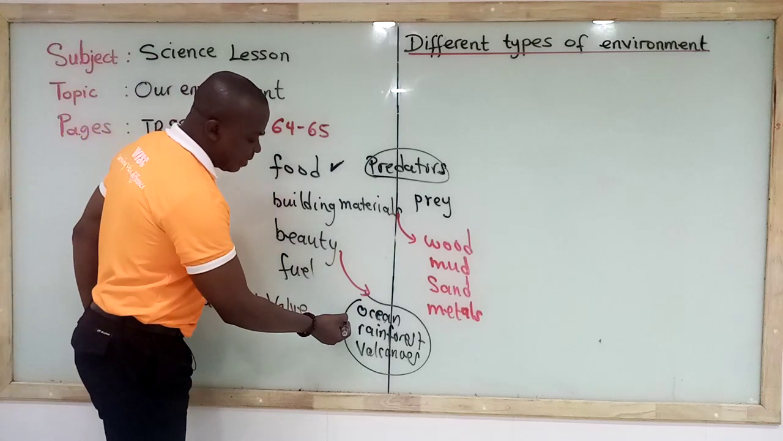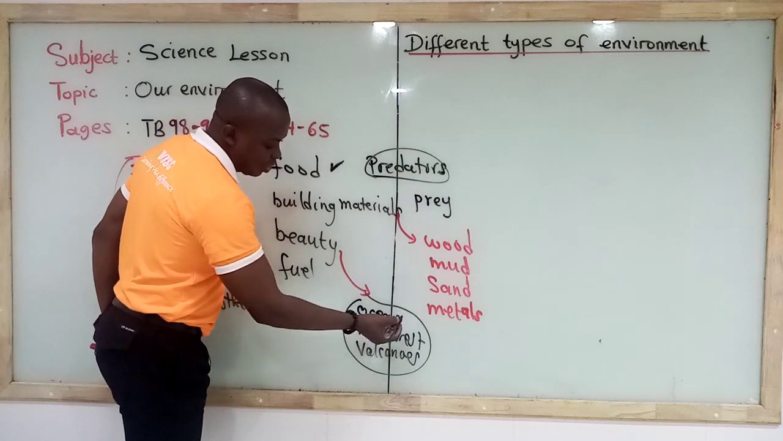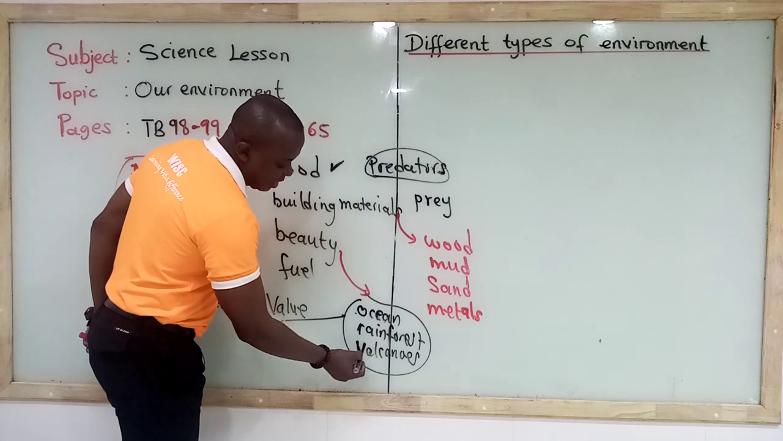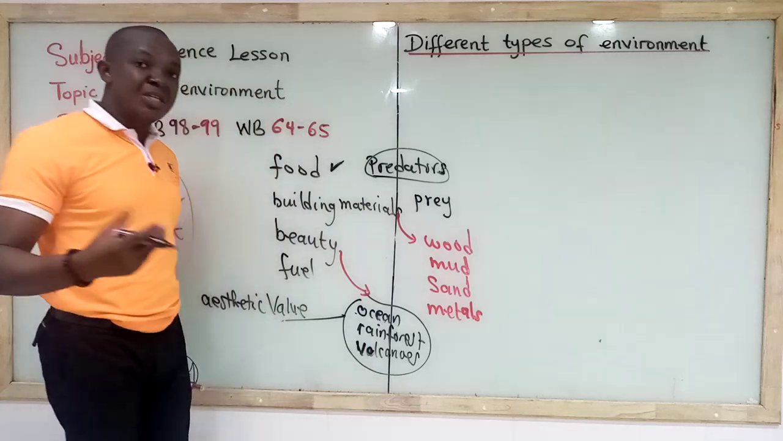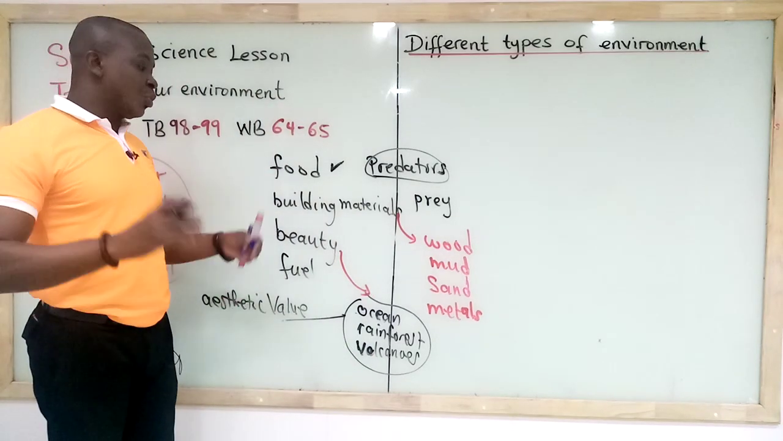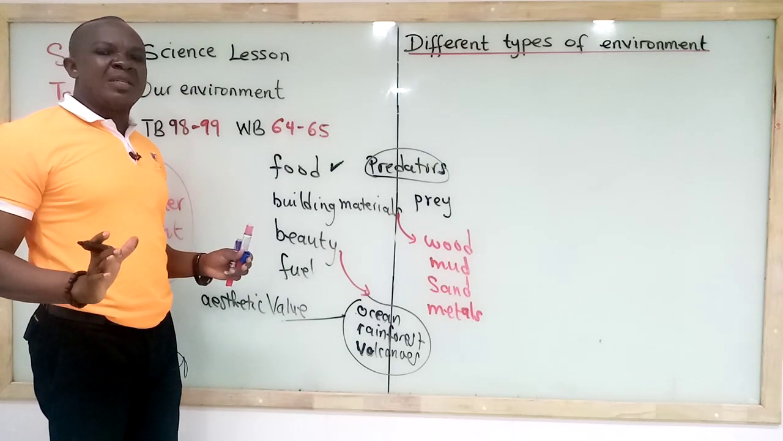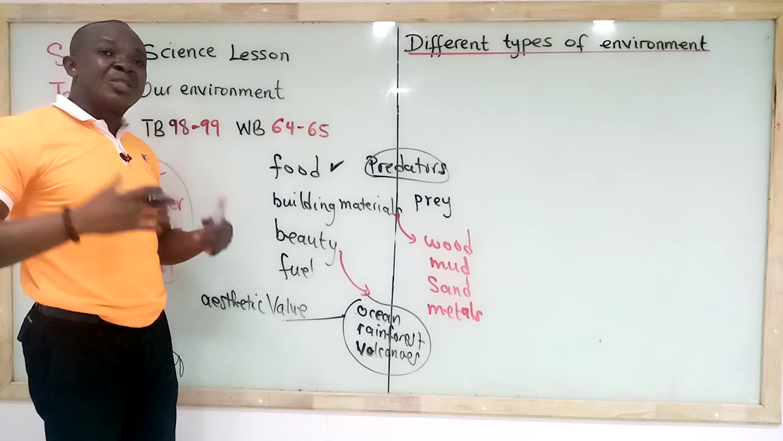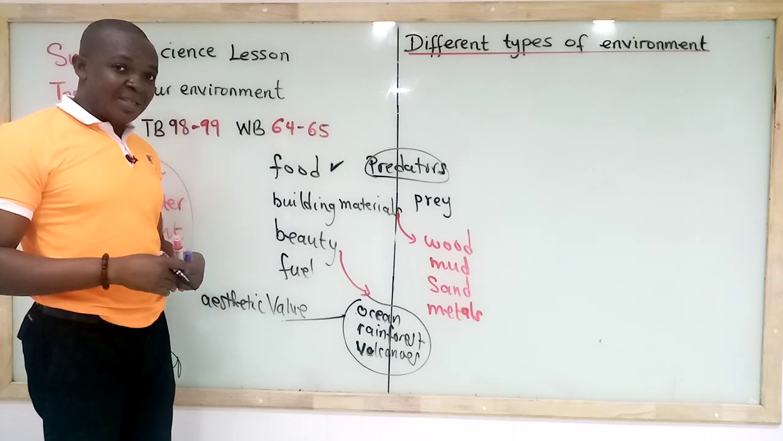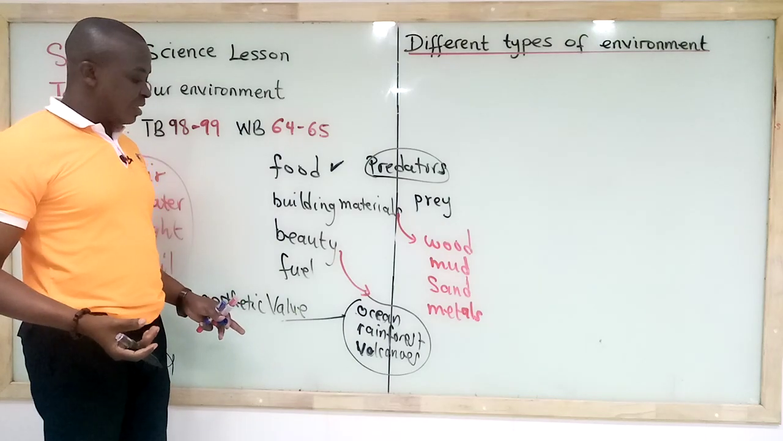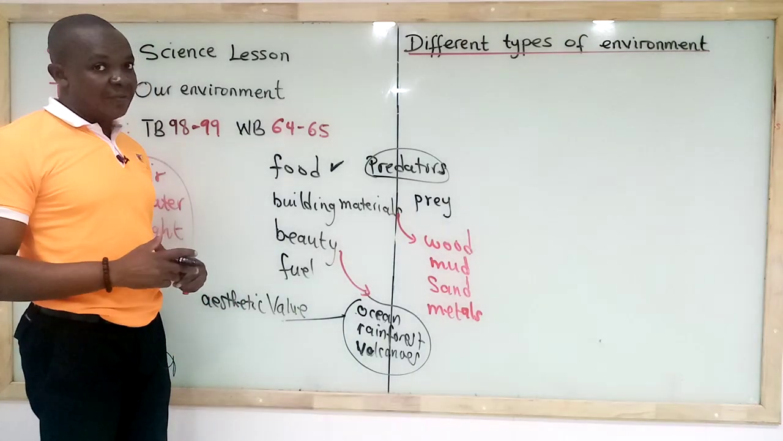People travel to these places, to the oceans. People swim in the oceans. People go to rainforests. People look at volcanoes to appreciate nature. People go to many places to have a relaxed environment and interact with nature. All these things our environment provides, and it's very important.